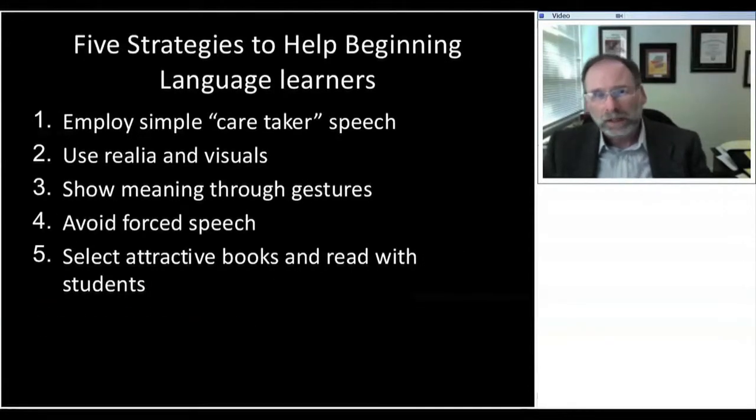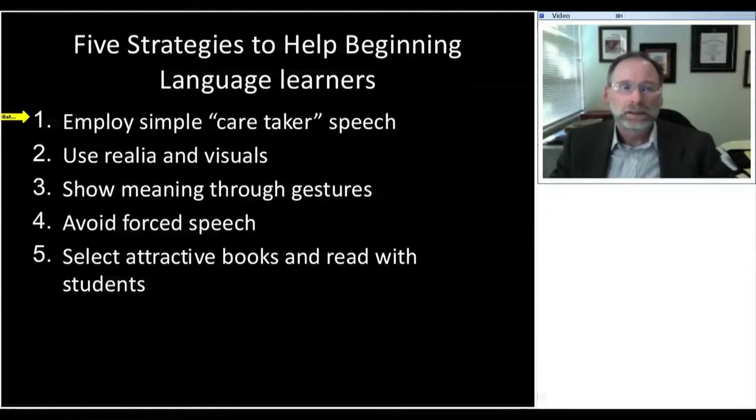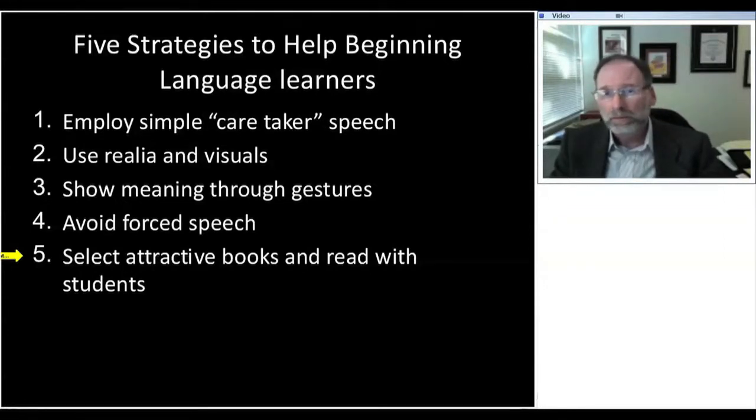I'd like to outline five different strategies to help beginning language learners. First of all, we want to pay attention to our speech. Oftentimes it's referred to as caretaker speech, and I'll talk about that in detail. We want to use real objects, realia, and visuals to make what we're saying very comprehensible. We want to show meaning through gestures and meaningful actions. And we also want to avoid forced speech, and I'll talk about that one in particular in a moment. And we want to use attractive books and read with students. These 5 strategies will have particular help for the beginning language learner, but they also establish a foundation for other ways that we work with language learners in action. Let's move on.